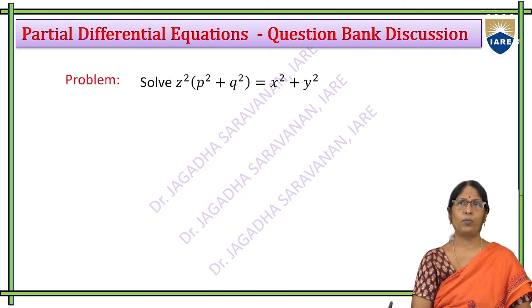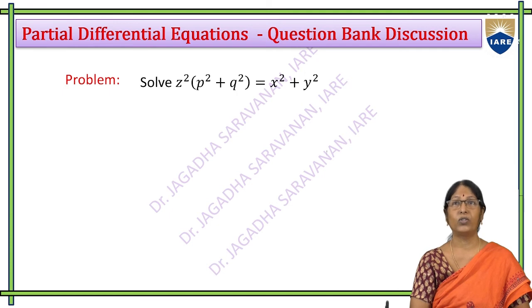So the next problem which is in our question bank, z square. In the previous problem, x and y have the power, but here z is having the power. When z has the power, that problem comes under standard form 6.